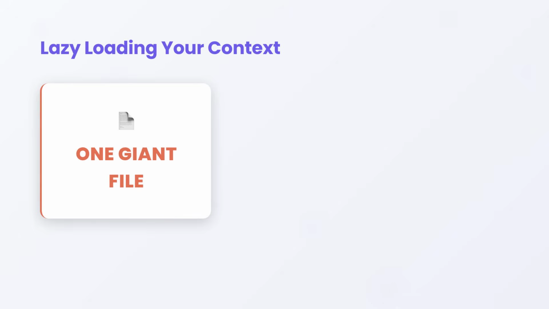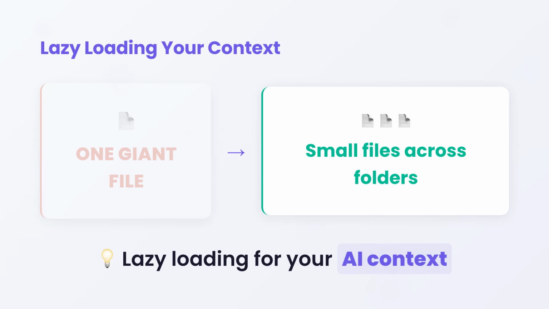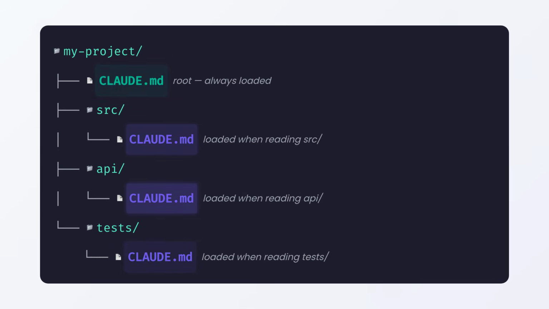Now here's where it gets really interesting. Instead of cramming everything into one giant root file, you can distribute smaller Claude.md files across subfolders. The magic. They only load when Claude actually reads files in that folder. Here's what that looks like. Your root Claude.md sits at the top. It always loads at session start. Then each subfolder, src, API, tests, gets its own Claude.md. These only load when Claude actually touches files in that folder. So your context stays lean. Only the instructions you need, exactly when you need them.